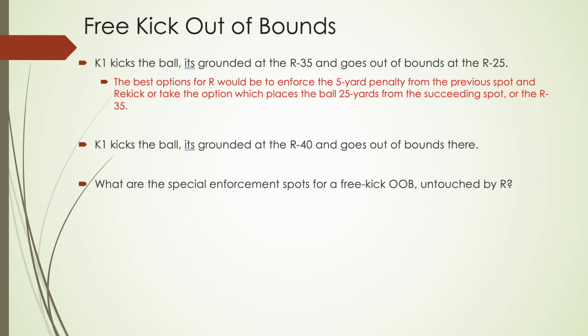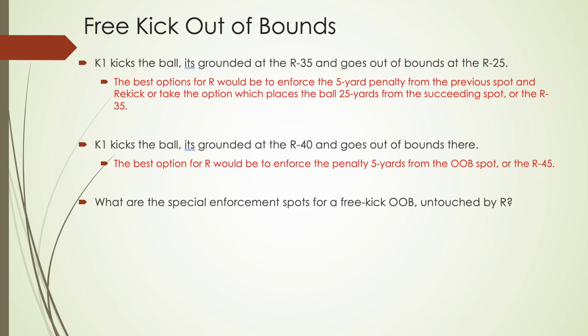In our next example here, we have K1 kicks the ball. It's grounded at the R40 and goes out of bounds there. The best option for Team R would be to enforce this penalty 5 yards from the out of bounds spot, or the R45, 1st and 10 for Team R.